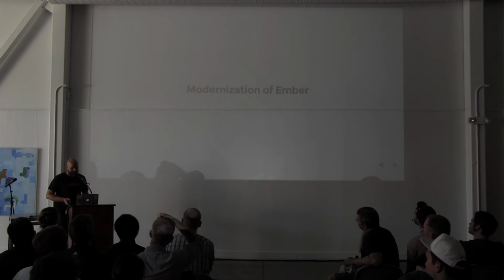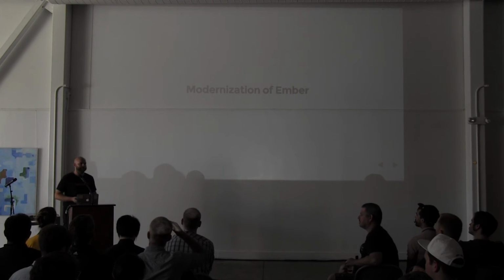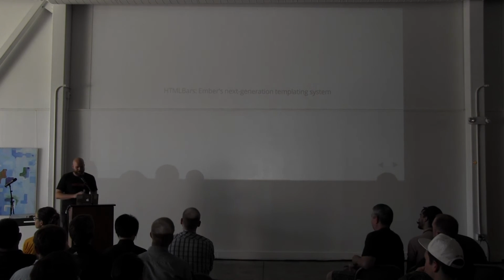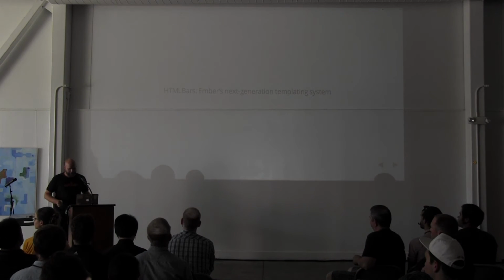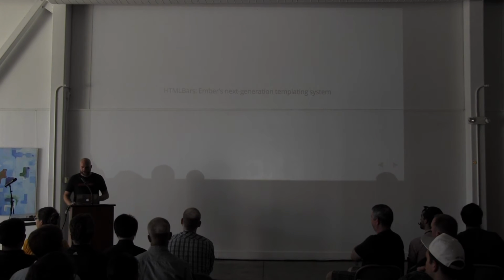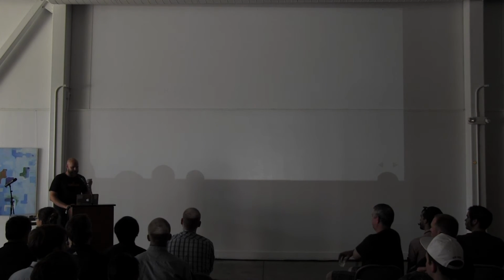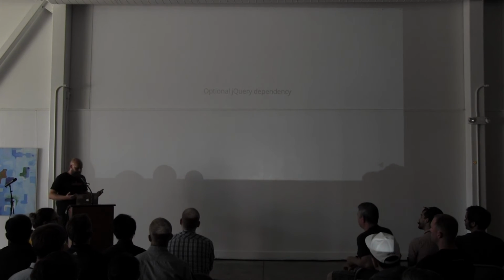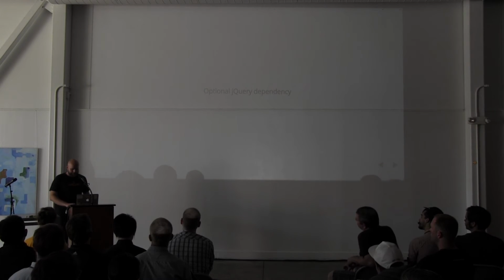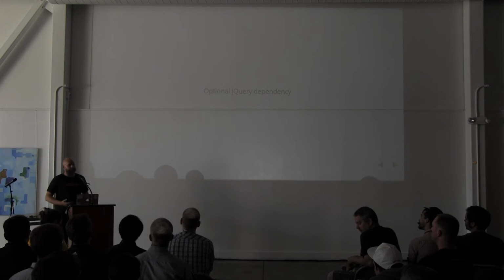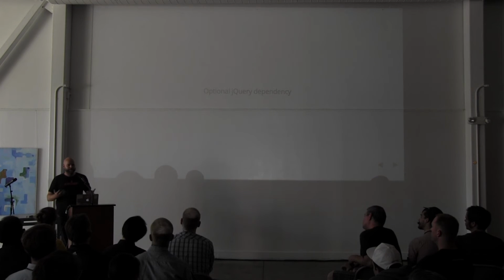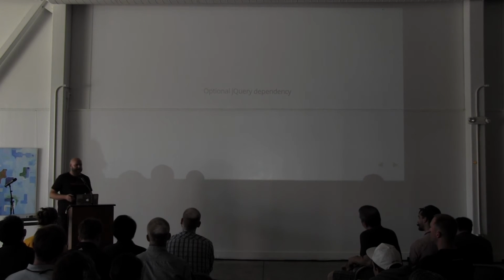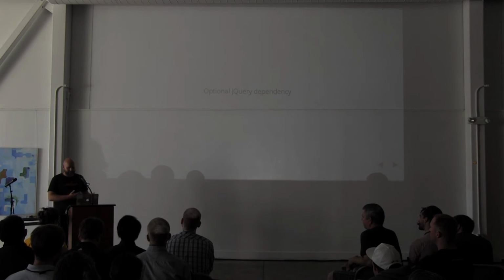So I want to shift gears a little bit and talk about some of the efforts that we have underway to modernize Ember. Of course, the big one that you know about already is HTMLBars, which is our next generation templating system. Another thing that's a side effect of HTMLBars is that we're now going to have an optional jQuery dependency. These are steps we're taking to modernize Ember, because a lot of the reasons we had a jQuery dependency were to support old browser bugs, and the days of everybody supporting IE 6 and 7 are starting to wane.